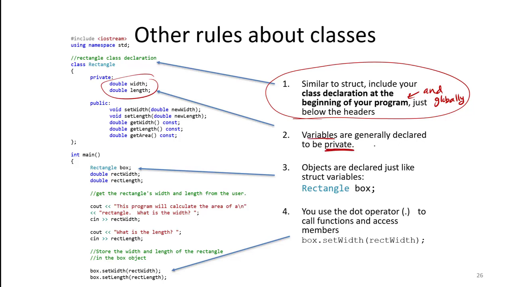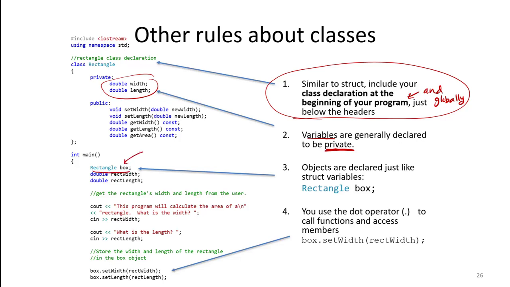So remember, the whole point of using classes is to protect our variables from getting accidentally changed. So generally, we make our variables private most of the time. Next item, suppose we now are in our main function.